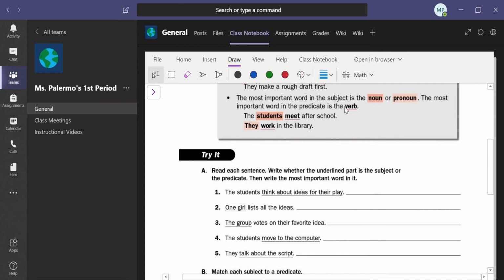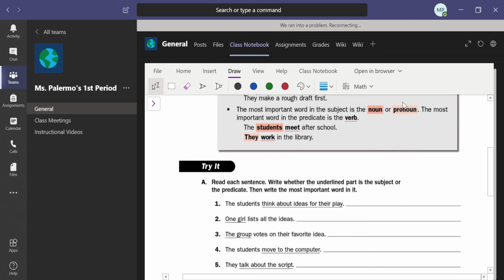The most important word in the subject is the noun or pronoun. Remember, a pronoun is like I, they, we, when the noun isn't specific. The most important word in the predicate, though, is the verb or the action.